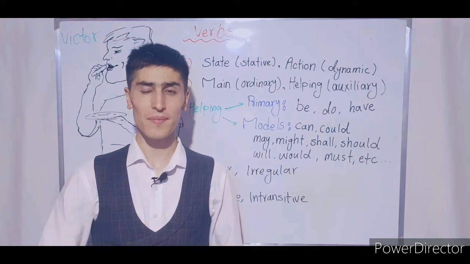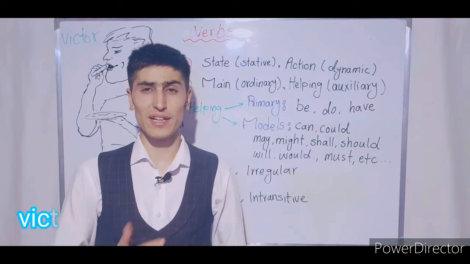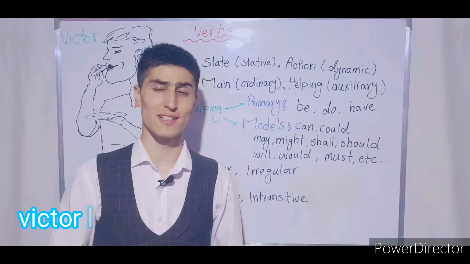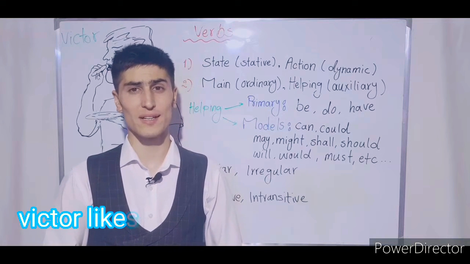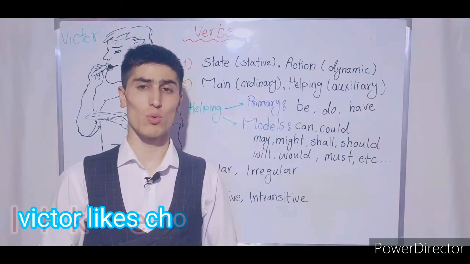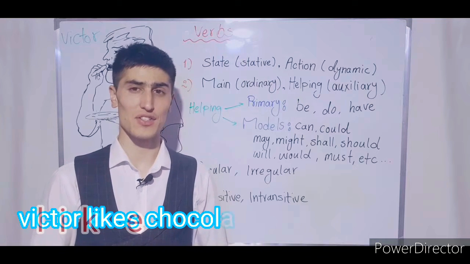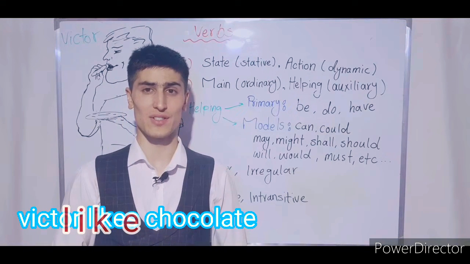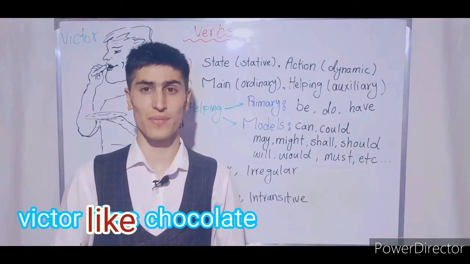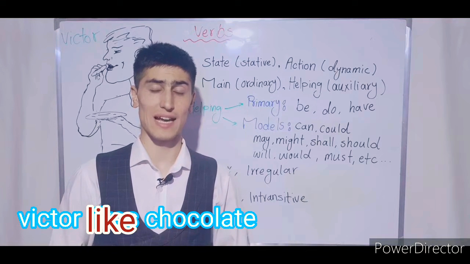Okay? And another example, Victor likes chocolate. Victor likes chocolate. So in this example, the word like is the verb in the sentence. And it is a stative verb. And it does not show any physical action.